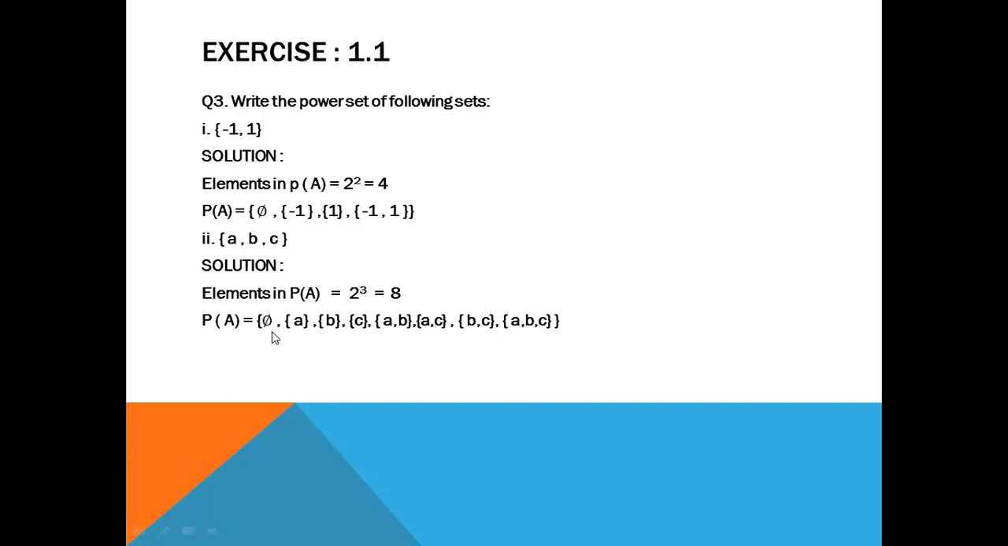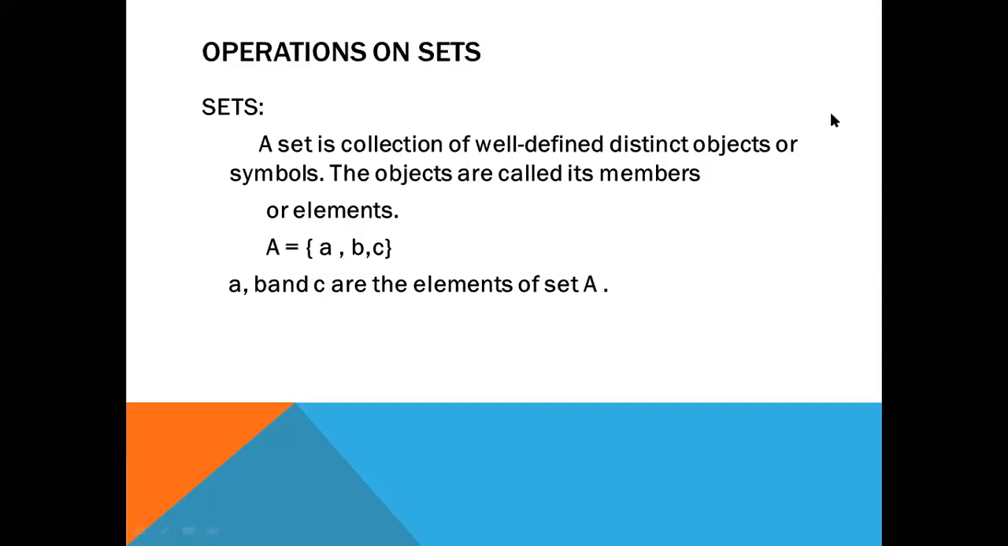Again, I recall all my definitions. We did the definition of set. Set is a collection of well-defined distinct objects or symbols. These objects are called the elements. The objects are called its members or elements, A, B, C, and we always represent the elements of the set with small alphabet and the set with the capital letter.